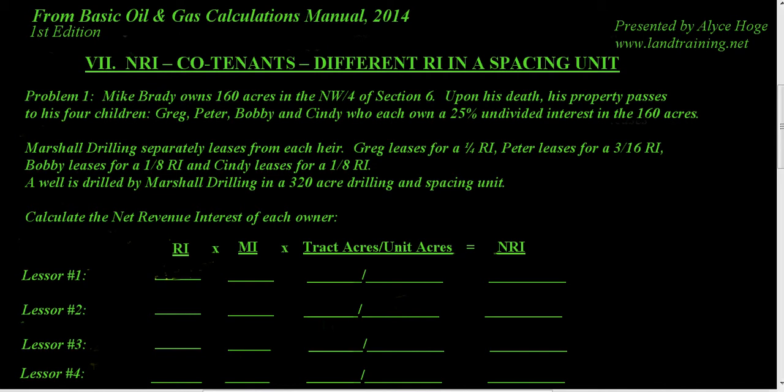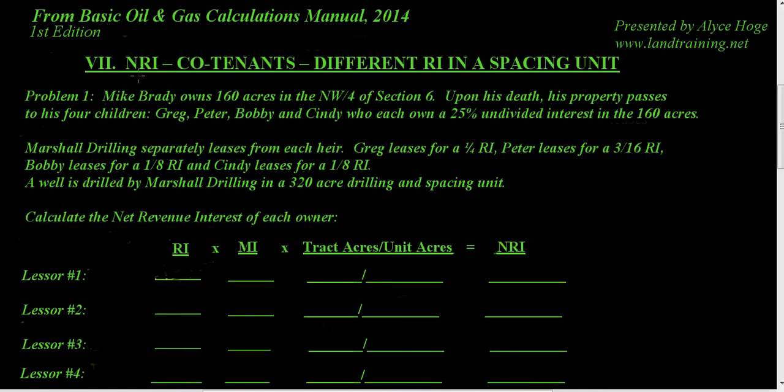So you'll remember that when we talked about spacing units, what we said was that at the time it was just the royalty interest times the tract acres divided by the unit acres. Well, now that we know that it's not always 100% owned, now we can add in what the mineral interest is. So our formula is the royalty interest times the mineral interest times the tract acres divided by the unit acres, and that's going to be our net revenue interest.